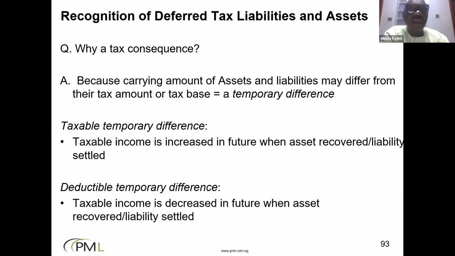Why the tax consequences? Because the carrying amount of an asset or liability may differ from its tax amount. I've explained all this. Taxable temporary difference: taxable income is increased in future when assets are recovered or liabilities settled. And then deductible temporary difference: taxable income is decreased in future when assets are recovered or liabilities settled. So once you have this temporary difference, you need to then determine whether you're going to recognize an asset or a liability.